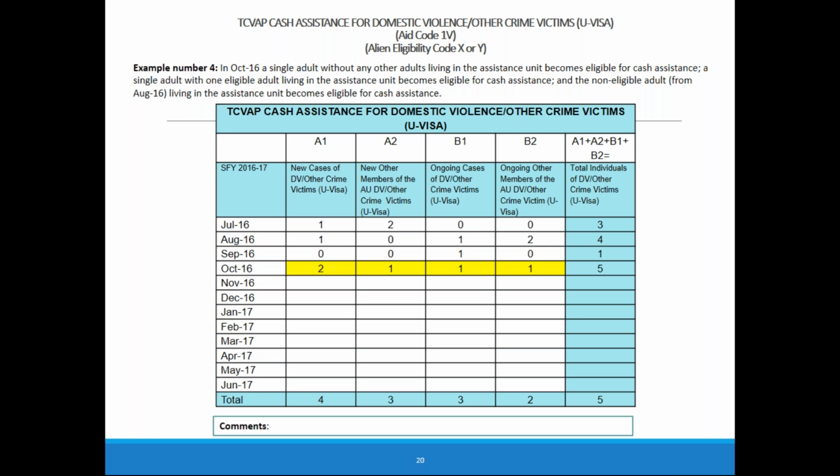This information will be entered in the October 16 row. On column A1, enter 2 for the two new cases. On column A2, enter 1 for the eligible other adult living in the assistance unit. On column B1, enter 1, which totals the number of ongoing cases. And on column B2, enter 2 for the ongoing other members living in the assistance unit that became eligible for benefits. Note that this member is counted as an ongoing member because it is part of an ongoing case.